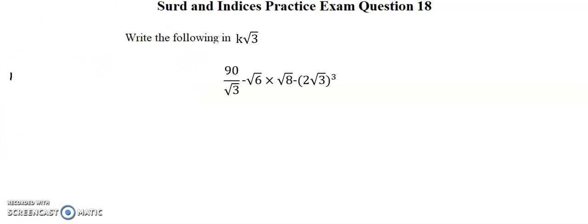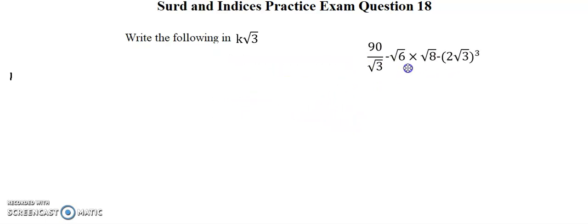So let's break this down. We're going to break this down into 3 parts. The first part I'm going to look at is 90 divided by square root 3. The first thing I think about here is that we would like to get rid of the square root 3. So to do that, we need to rationalize. That means I am timesing my numerator by square root 3 and I'm timesing my denominator by square root 3.